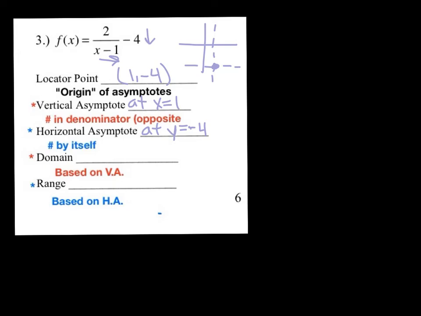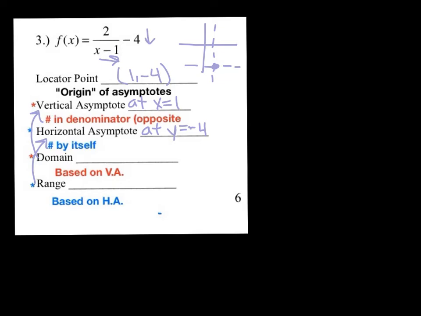So the domain matches or goes with that vertical, and the range is going to go with that horizontal, because range is from bottom to top. So if we take a pencil and lay it on your paper, as you move it up your paper, it's skipping over that horizontal asymptote. The domain, as you move left to right, would skip over the vertical.